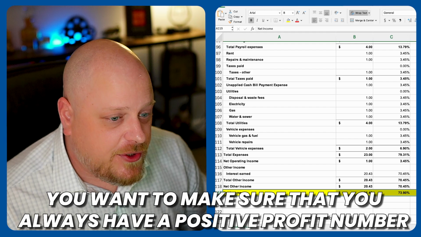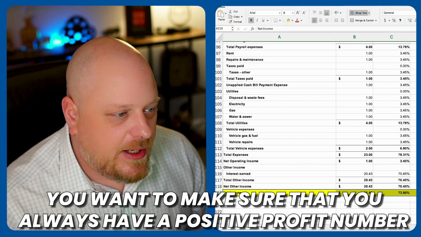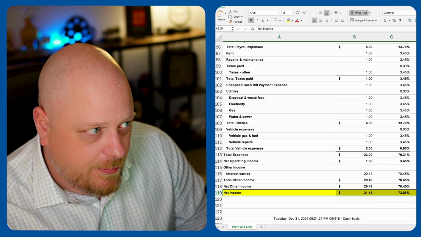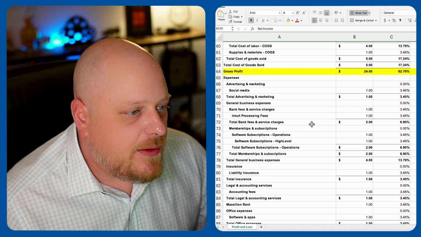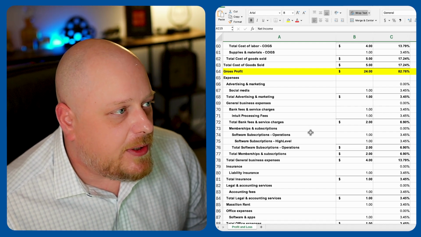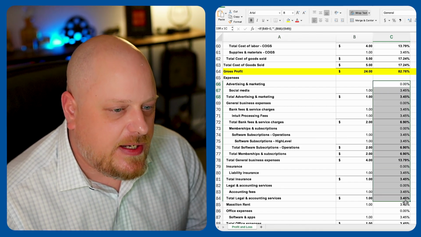So you want to make sure that you always have a positive profit number down here. Again, it's net income, but that's pretty much profit. It's just another term for it. So this section of the business is where you can really hone in and find where you might be leaking money and losing money in the business. Pay attention to these percentages.